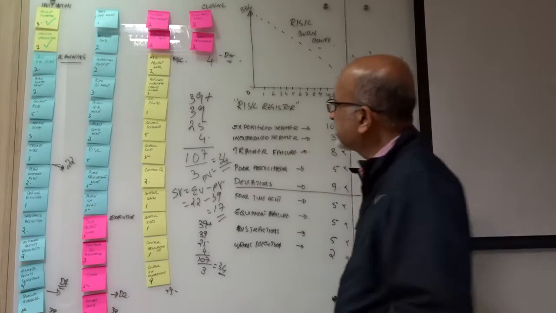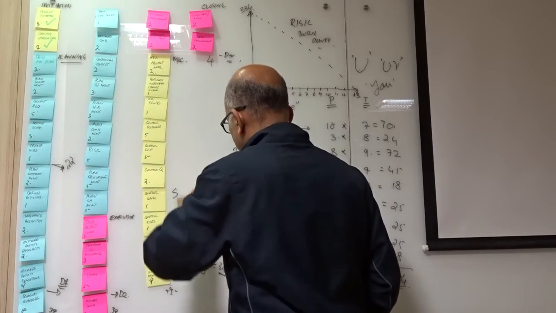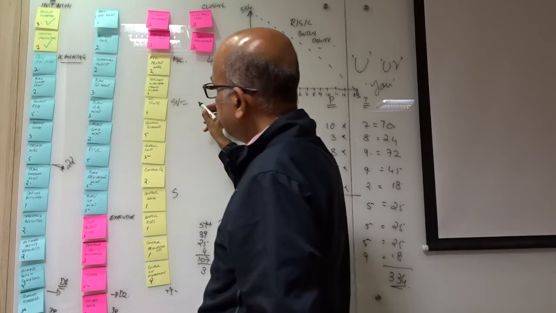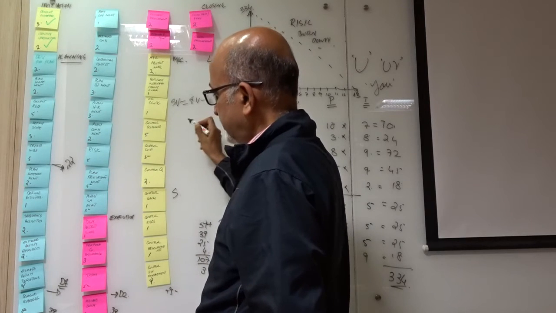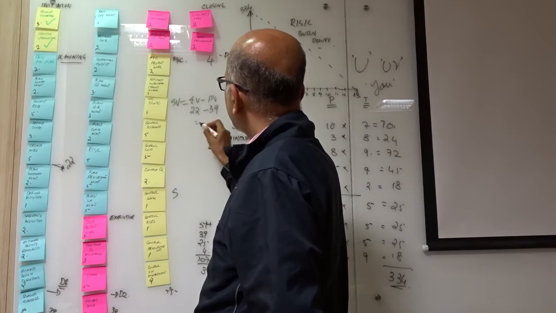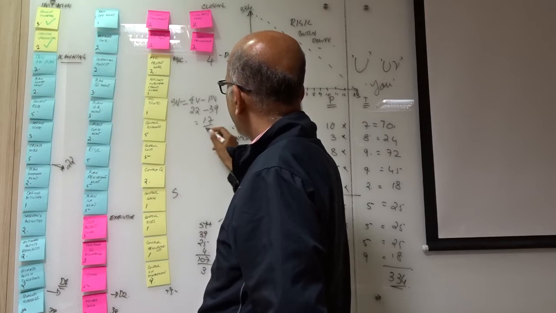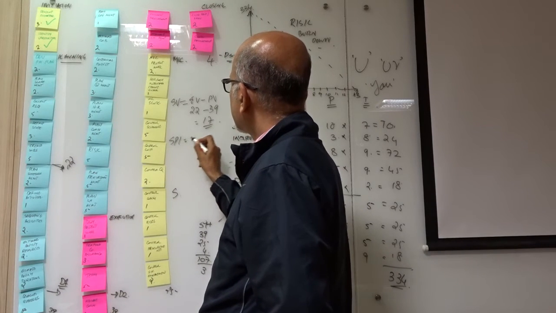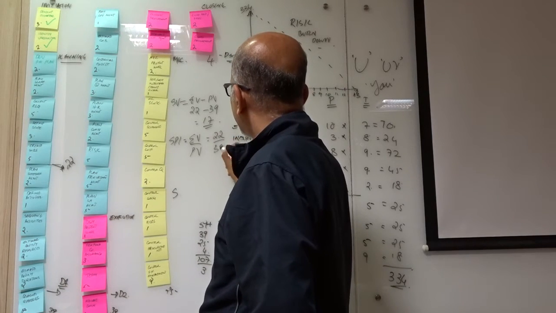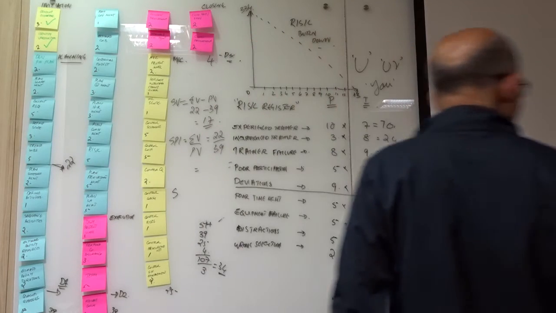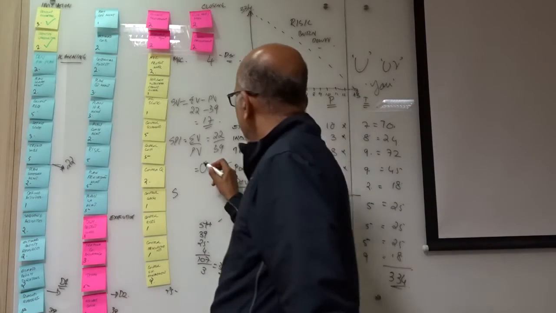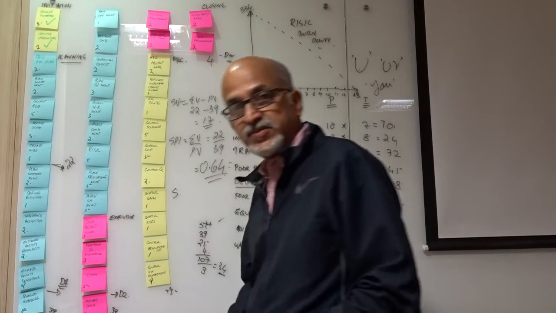And schedule performance index, SPI. So schedule variance is equal to earned value minus plan value, that is 22 minus 39. So we are talking about 17. Schedule performance index is earned value by plan value, that is 22 by 39. That comes to 0.69 or so. It is coming to 0.64. So that is my schedule performance index for day 1.